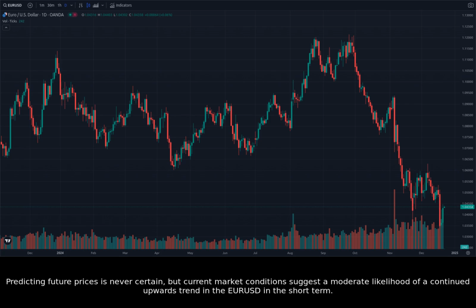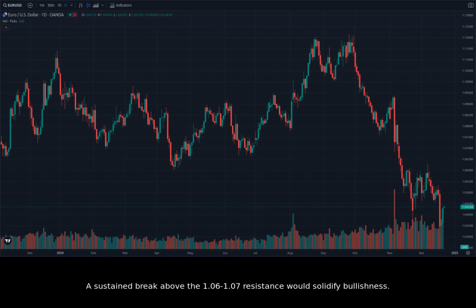Predicting future prices is never certain, but current market conditions suggest a moderate likelihood of a continued upwards trend in the EURUSD in the short term. A sustained break above the 1.06 to 1.07 resistance would solidify bullishness. Conversely, a decisive drop below 1.04 to 1.05 support would reinforce bearish sentiment.